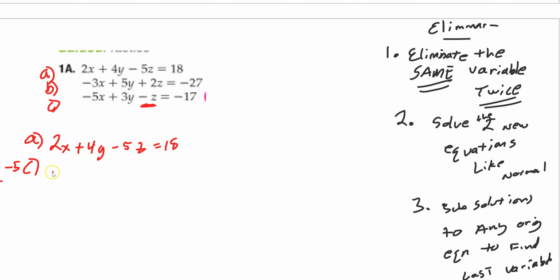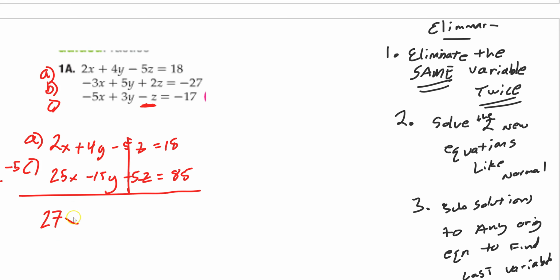So -5 times 5 is -25x. -5 times 3 is -15y. -5 times z is plus 5z. Remember, I use a negative because I want them to cancel out. I don't like subtracting. And then -5 times 17 is -85, plus 35... hopefully I did that right. So now you add them up. These cancel. I get 27x minus 11y equals, let's see, 103.